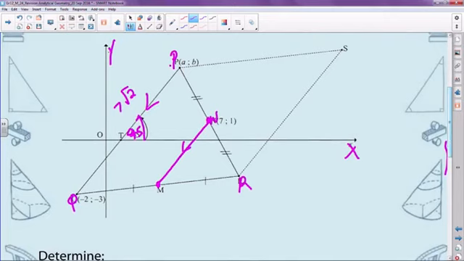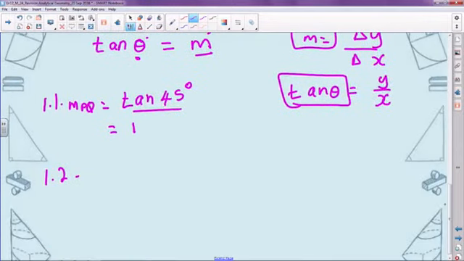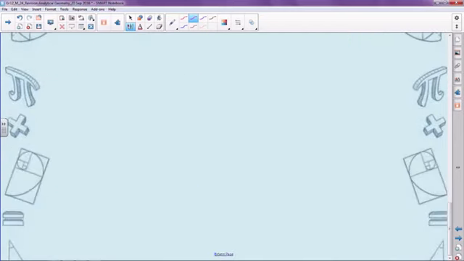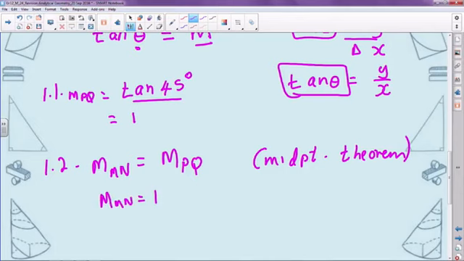So therefore, using the midpoint theorem, we can deduce that the gradient of line MN is going to be the same as the gradient of line QP. Okay, so that's where we start. The gradient of MN is equal to the gradient of PQ. You need to give reasons. Remember the question said, give reasons. And the reason there is you can state the whole midpoint theorem, or I'm just going to say midpoint theorem. Okay, so therefore the gradients are equal, so therefore the gradient of MN is also going to be equal to 1.